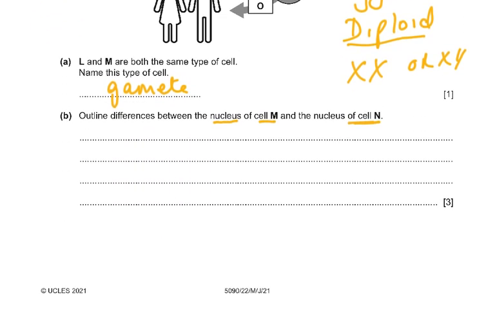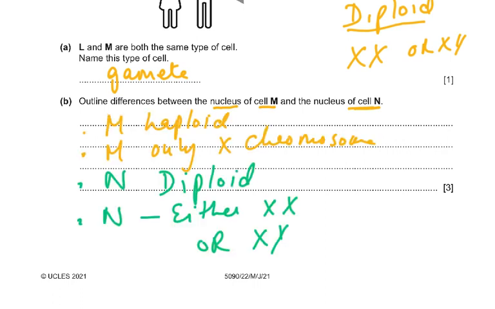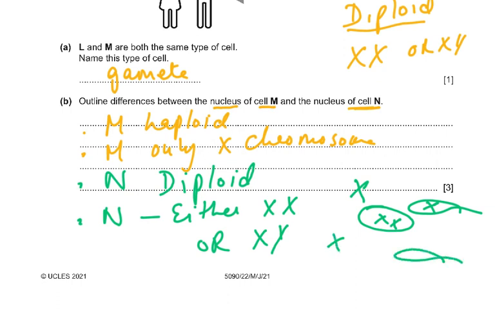So outline the differences between the nucleus of cell M and N. So, I mean, M haploid, M only X chromosome, N diploid, N could have been either, because the zygote could have been either XX or XY. Because if the sperm is Y, then the zygote will be XY. Because the ovum is always X, but the sperm can be an X, so then the zygote will be XX. But if the ovum is X and the sperm is Y, then the zygote is going to be XY.